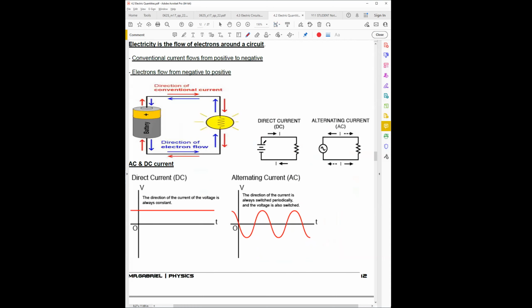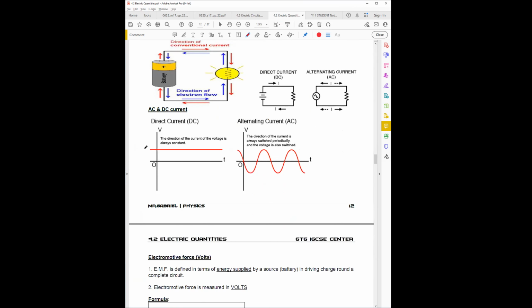Direct current is basically like your batteries, right? They only allow current to flow in one specific direction only, right? Whereas alternating current will always flow in two directions, meaning to say it will go clockwise, anti-clockwise, clockwise, anti-clockwise, and so on and so on.